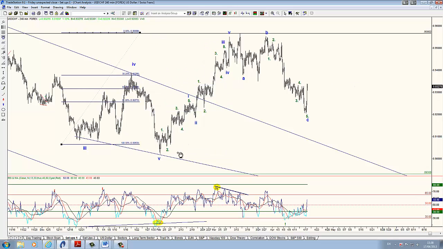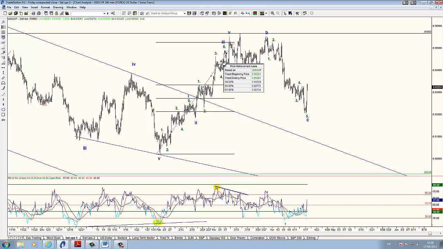Here we can see the same advance on Euro dollar Swiss franc. Again, it is possible to count, maybe even easier to count, the 5 waves up into this swing high. This sideways action can be counted as waves A and B of a larger flat pattern. We can see wave A was a 3-wave move, wave B was an expanded flat, and wave B slightly exceeded the highs of wave 5.